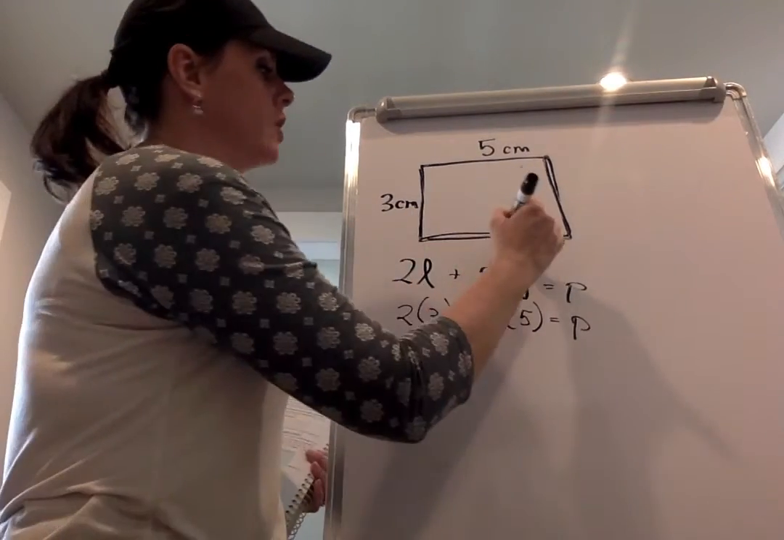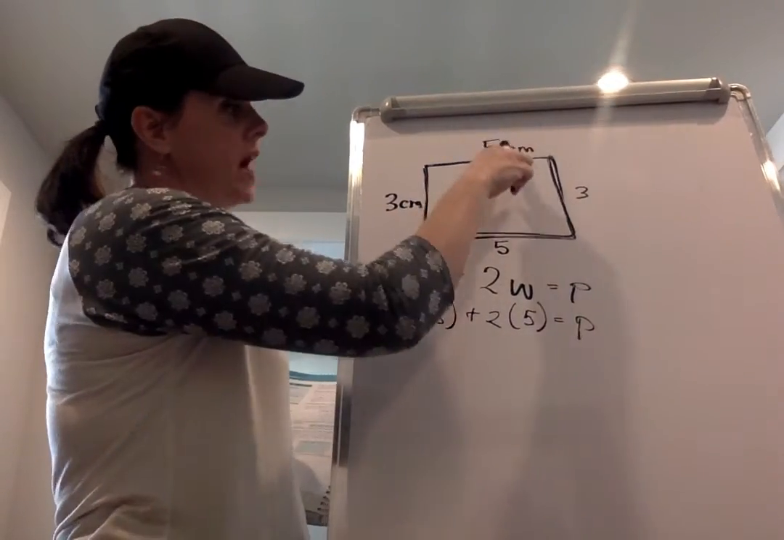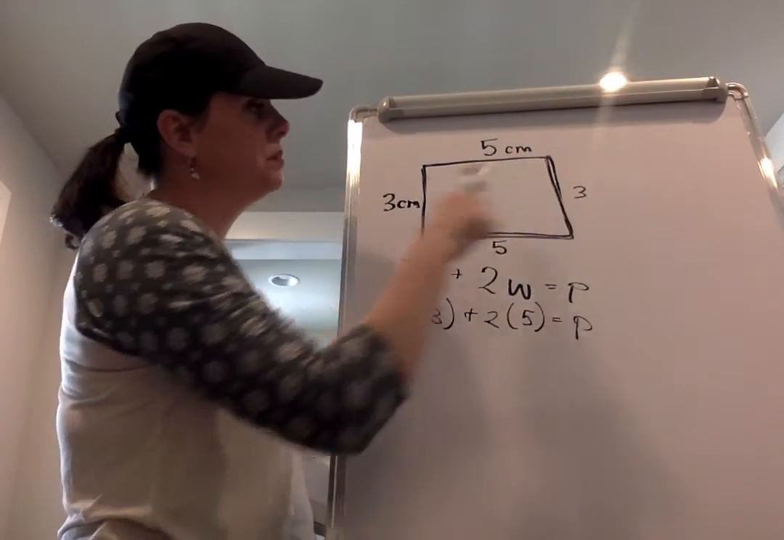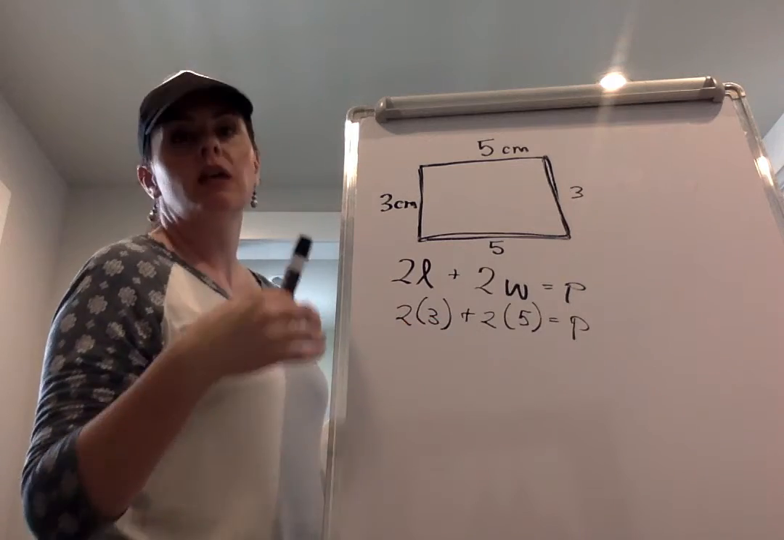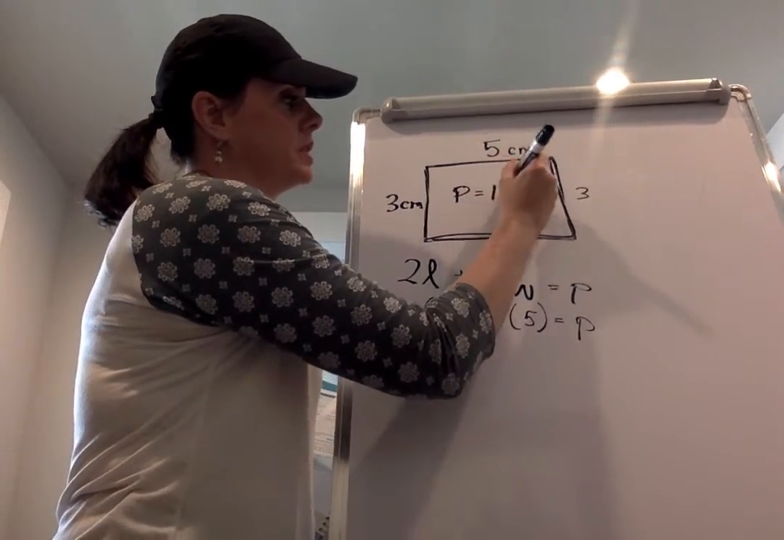Let's make sure that we're right here. I'm going to put these measurements back up, and let's add them up as we go. I've got 5 plus 5 is 10, 3 plus 3 is 6, 10 plus 6 is 16, so we're going to say that our perimeter equals 16.